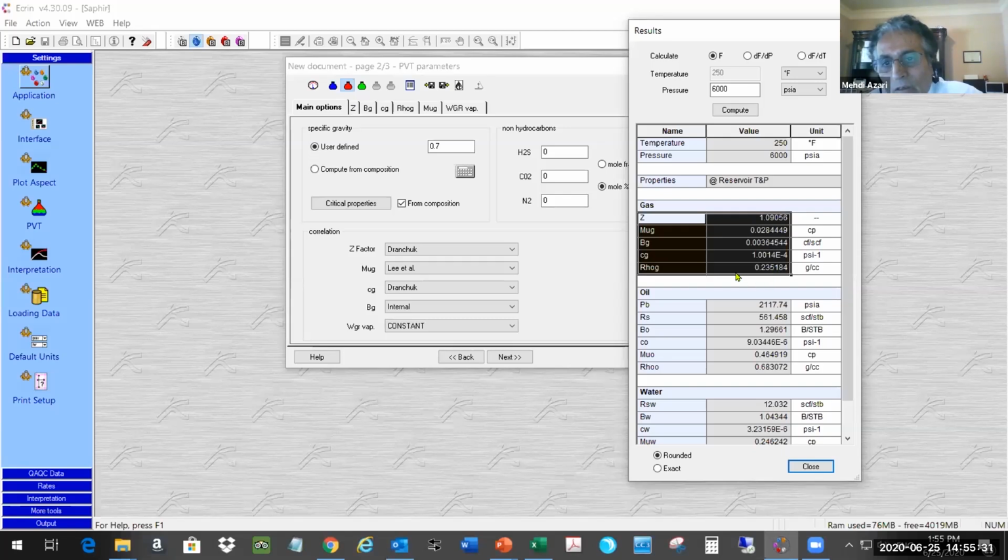Okay, these are the gases. So Z factor, viscosity, BG. These are at a temperature of 250 and a pressure of 6,000. CG and rho G. If I know the density of the gas is 0.23 and let's say it's 0.24, then I can just come in here and change the gravity, all right?